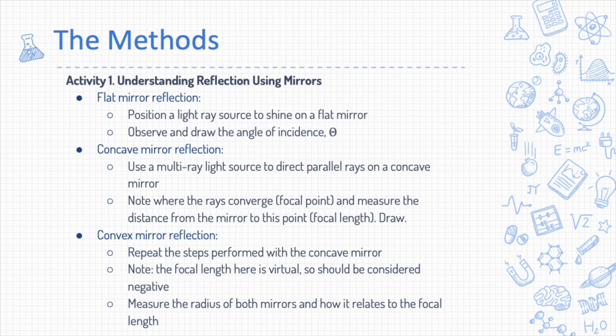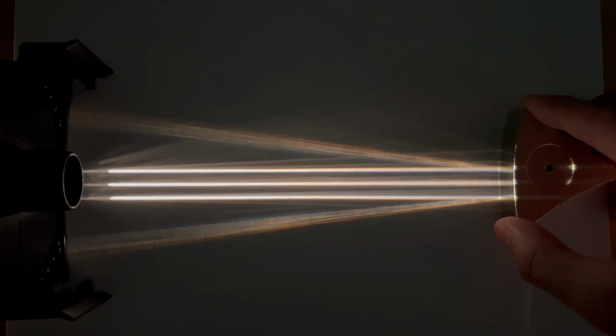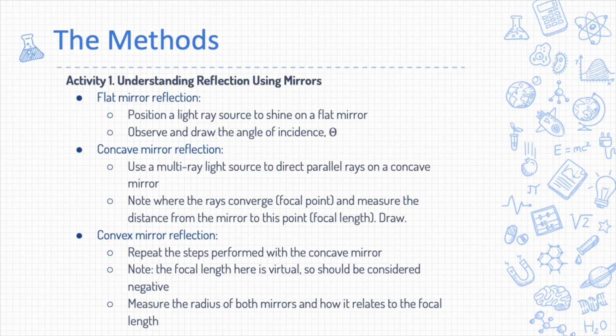For the convex mirror, we repeated the same steps, and since the reflected rays diverge, we know that the focal point is therefore virtual because it is behind the mirror and is also considered negative. So we drew the diverged rays, and then we were able to do the same calculation to find the focal point and the focal length.